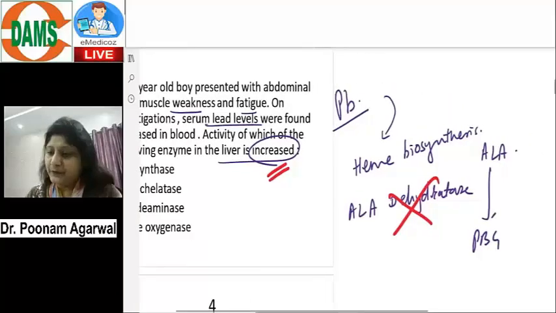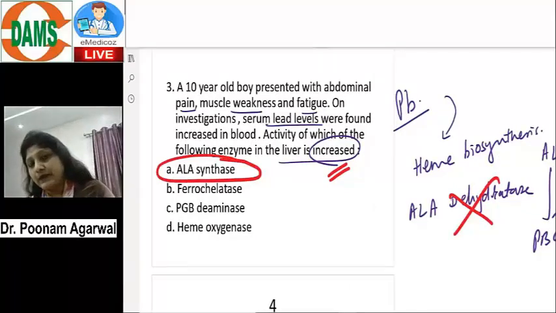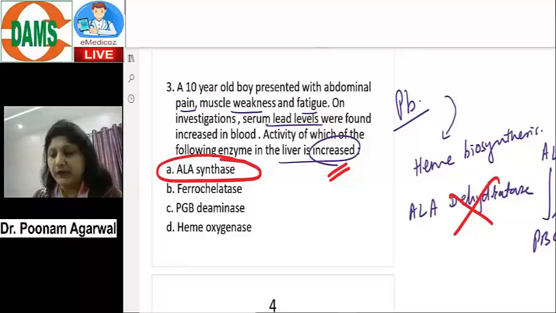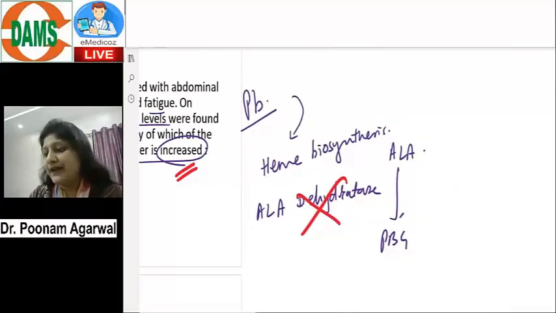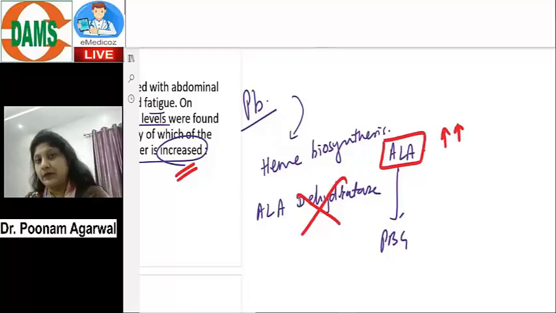So let's see what is the answer. Answer is going to be ALA synthase enzyme. This enzyme activity is seen to be increased in lead poisoning. I'll explain you how. See, when ALA dehydratase is inhibited by lead, the level of intermediate ALA is going to enhance. This will go and get accumulated because it's not going to get converted to PBG.